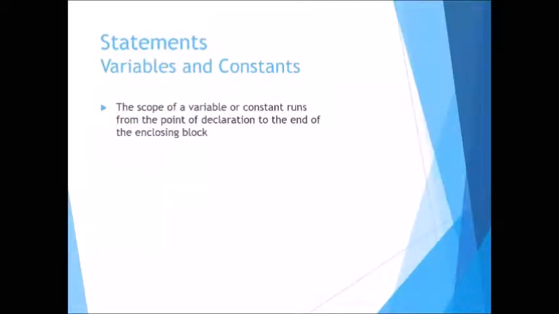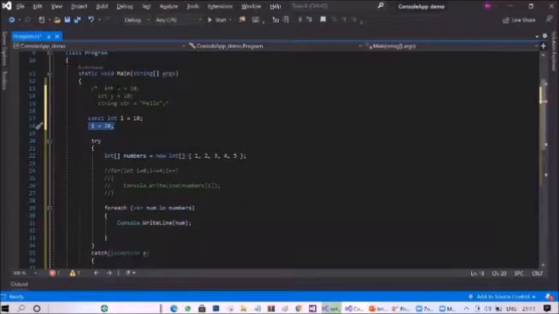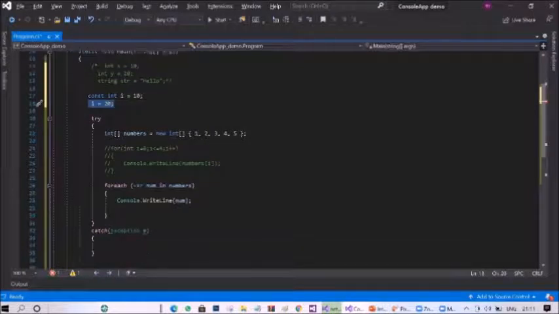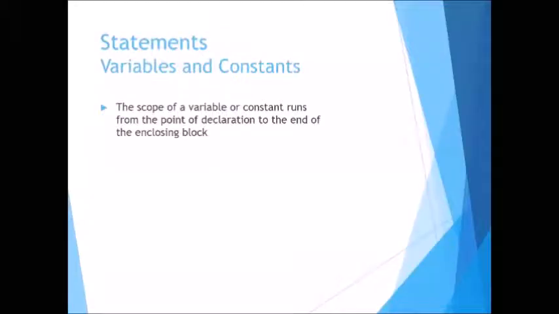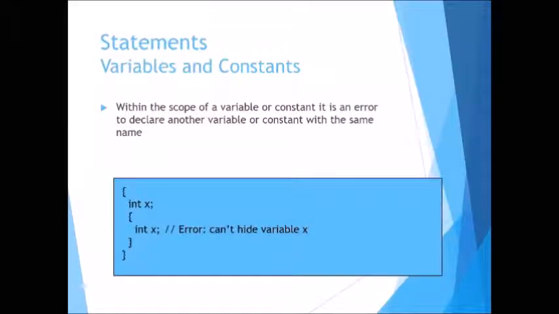Statements, variables, and constants. The scope of the variable or constant runs from the point of declaration to the end of the closing block. That means if this value is within this block, once I exit from this block, you cannot use this value at all. That means within the block only its scope will be retained.